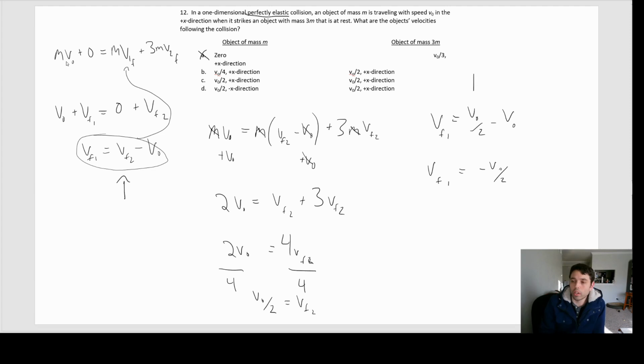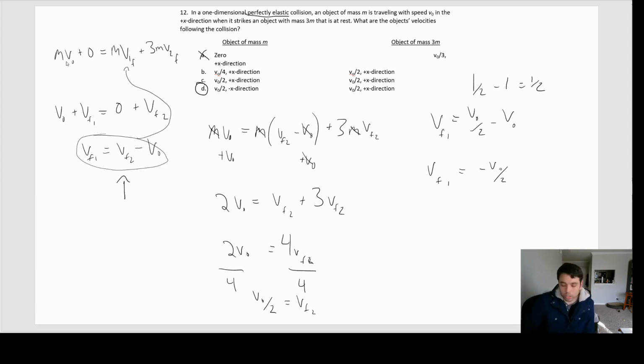It's like saying a half minus 1. And what's a half minus 1? Well, you get negative a half, right? That's what we're doing here. So we know that the final velocity of object 1 is going to be negative V naught over 2. And negative means negative direction, so it's going to be D. And there we go. That's the only one that had the negative direction.